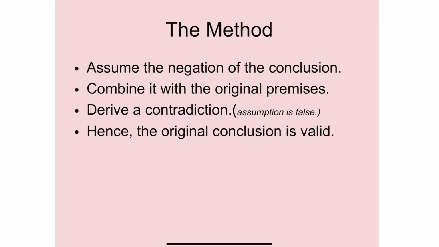What is the method? In the method, we assume the negation of the conclusion. Whatever conclusion is given, we assume its negation, and by doing that, if we get a contradiction, let's suppose you get A dot negation of A, by assuming the negation of the conclusion, if it derives a contradiction, that means the original argument is valid. So this can be explained by many examples.